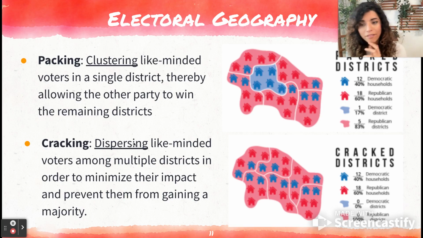We also have cracking a district. So this is dispersing like-minded voters across multiple districts in order to minimize their impact and prevent them from gaining a majority. So notice, even though this breakdown is almost 50-50, depending on where these lines are, they might not have any representation or very little representation, to where when it comes to passing laws, it doesn't really make much of a difference.